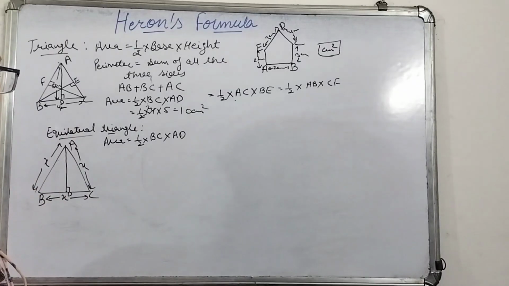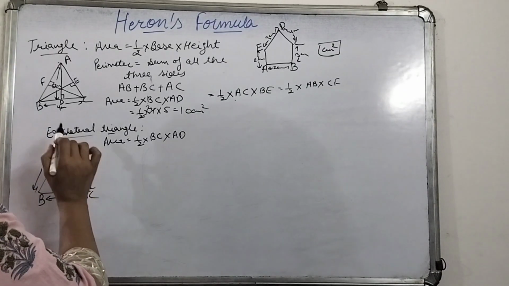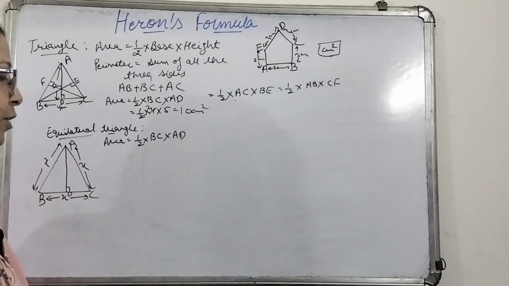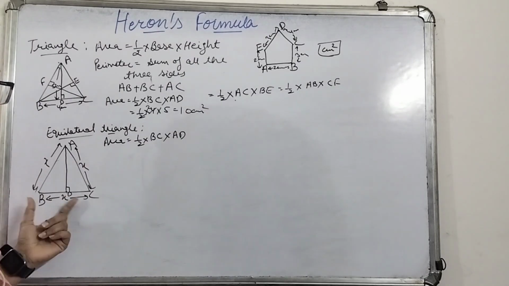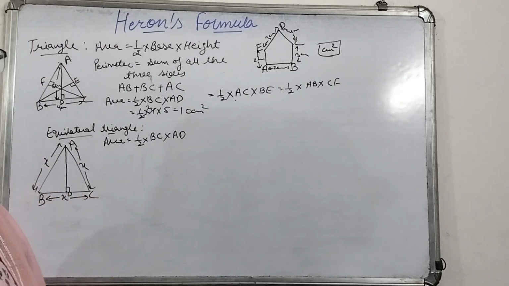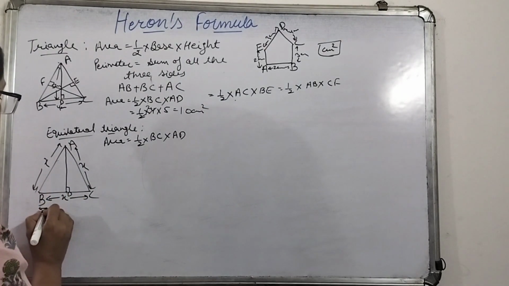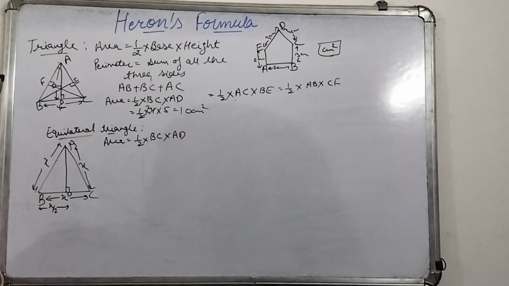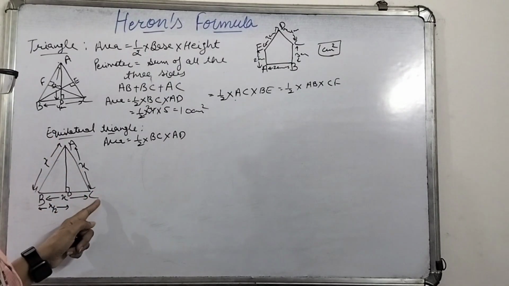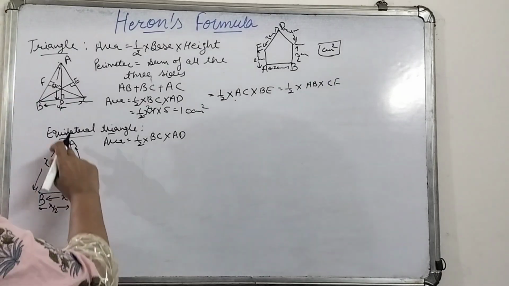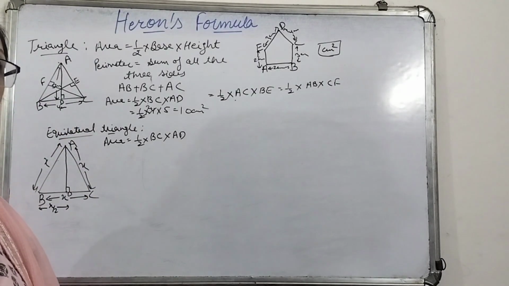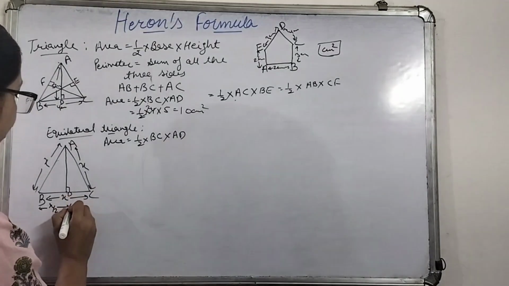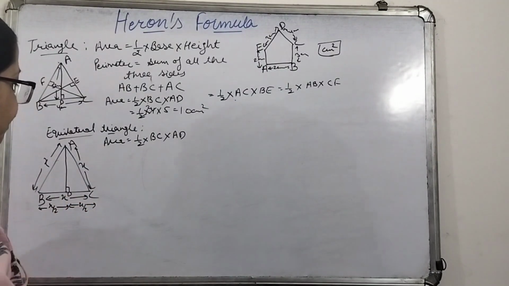It is a property of the equilateral triangle that if from any of the vertices we draw the perpendicular on the opposite side, then it is going to bisect the side. That means BD will be half of BC because D is the midpoint of BC. So what will BD be? BD will be x by 2. Now we can see that ACD is a right angle triangle because AD is the perpendicular. If this is x by 2, this will even be x by 2.